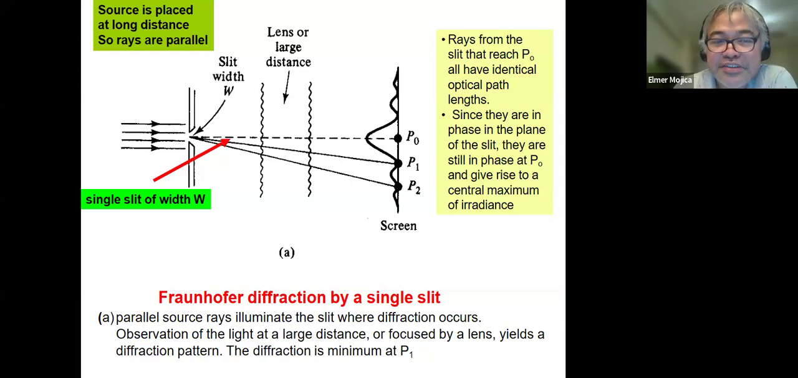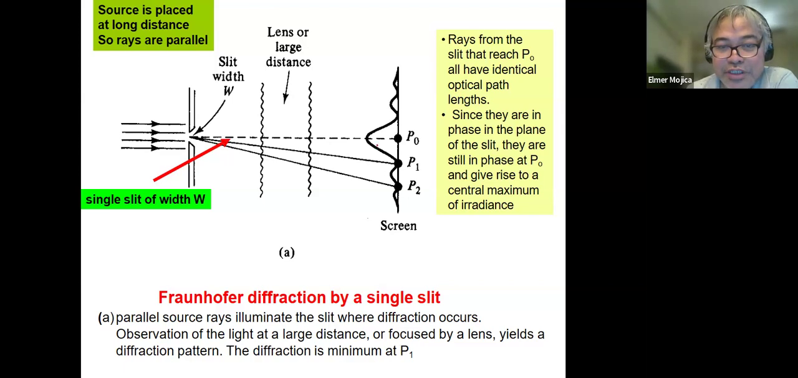Okay, so you have here a small slit, and you let light pass through. The source is placed at a long distance, so the rays will be parallel. If it passes through a single slit here, you see that the rays from the slit that reach here all have identical optical path length. If you look from the center, going down and going up, they have the same path length.